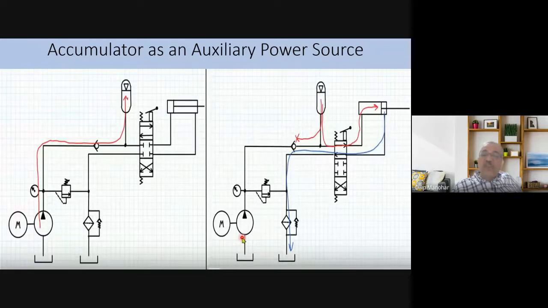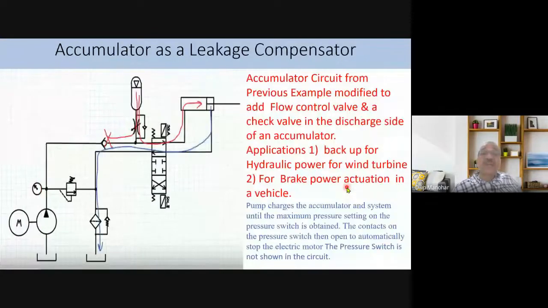You can switch off the pump and this accumulator will continue to supply the fluid, this pressure, to the cylinder or the load whenever it is required. It will continue to supply the liquid to the user. So the pump need not be on. That is my point. The pump will continue to flow the liquid to the accumulator, and it will discharge through the direction control valve. So this is the way it works as an auxiliary power source.